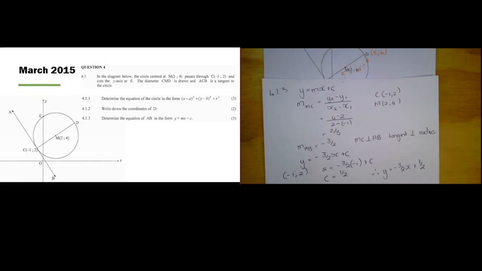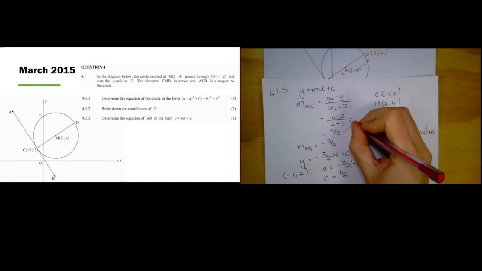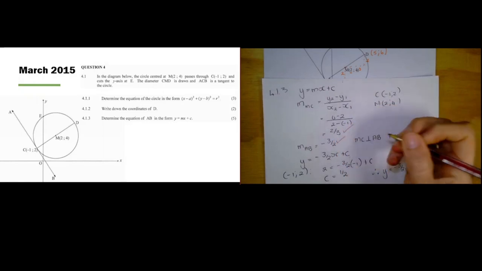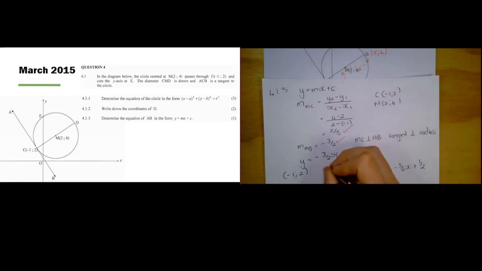That was a 5-mark question. Where were the 5 marks allocated? For calculating the gradient of MC, then getting the gradient of AB, for substituting in a coordinate, calculating c, and getting the final answer.